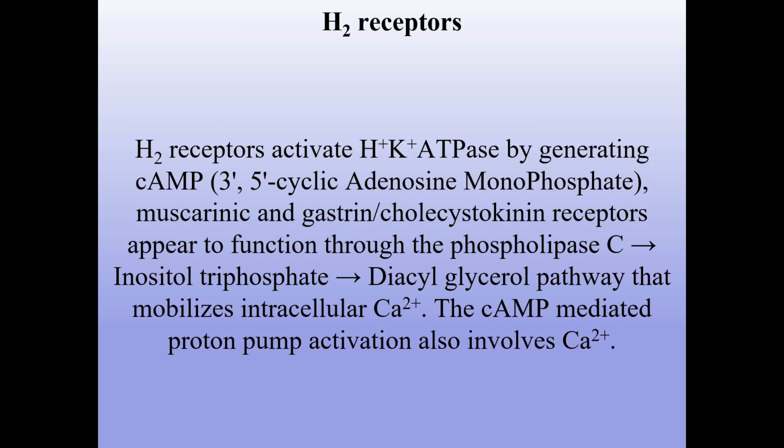H2 receptors activate hydrogen potassium ATPase by generating cAMP. Muscarinic and gastrin cholecystokinin receptors appear to function through the phospholipase C inositol triphosphate diacylglycerol pathway that mobilizes intracellular calcium. The cAMP-mediated proton pump activation also involves calcium.